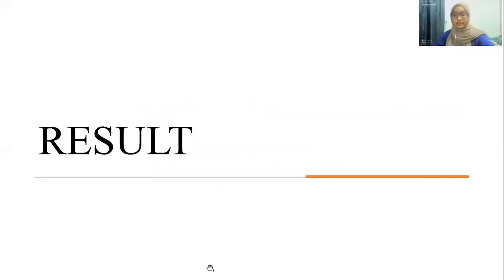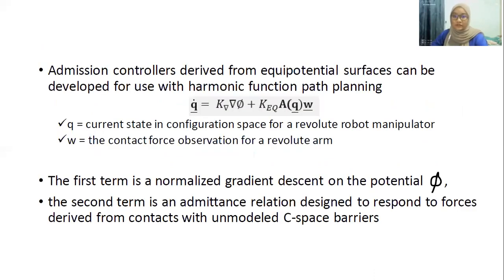Okay, thank you. I'm going to present the result for harmonic function in robotics, where admittance controllers derived from equipotential surfaces can be developed for use with harmonic function path planning. We can see the equation, which includes the velocity times the streamline, and Q is the current state in configuration space for a revolute robot manipulator, and W is the contact force observation for a revolute arm.